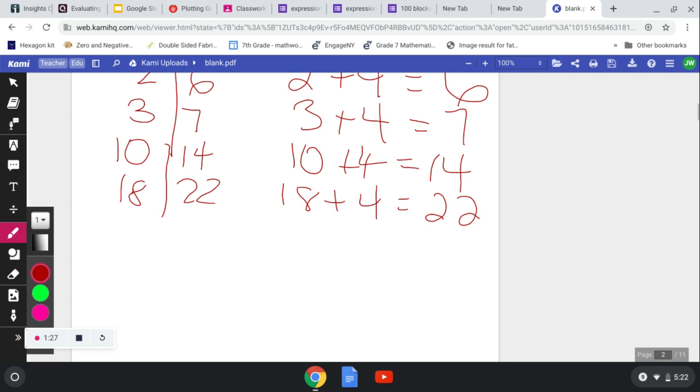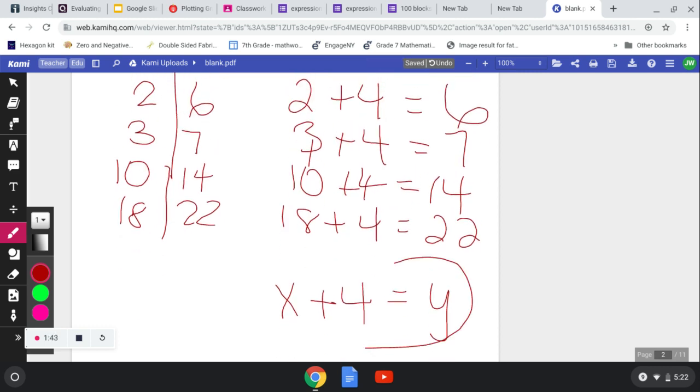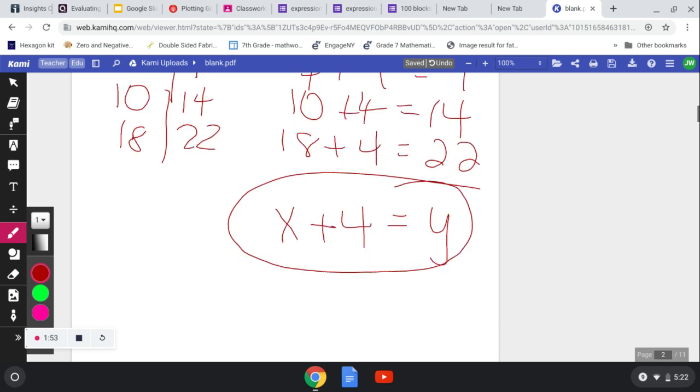When it does, we're now going to say that these values in this first column represent x. So x plus 4 is equal to the numbers in my y column from my table. So my equation is going to be y equals x plus 4. That's going to be our function rule for this table. Let's look at another one.